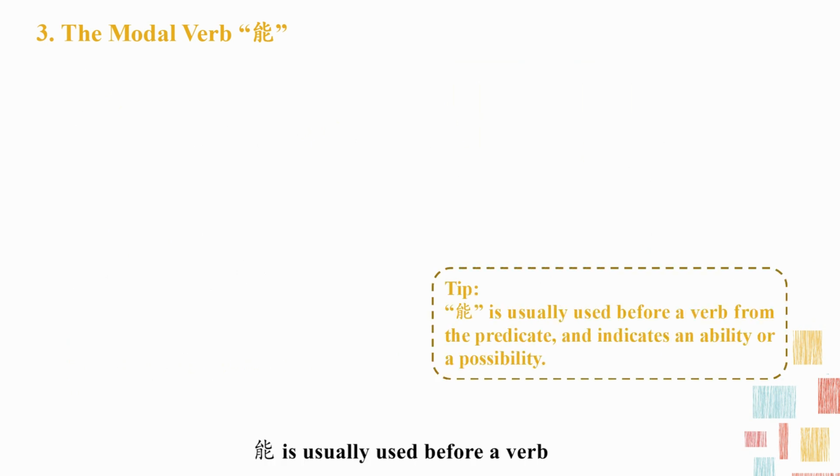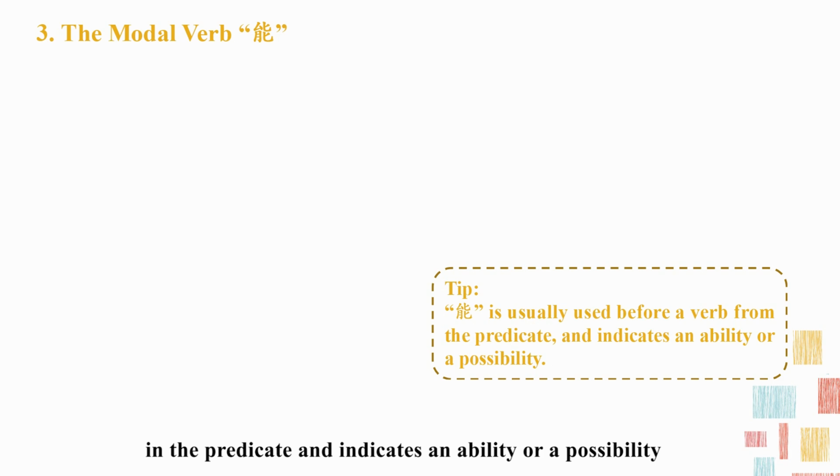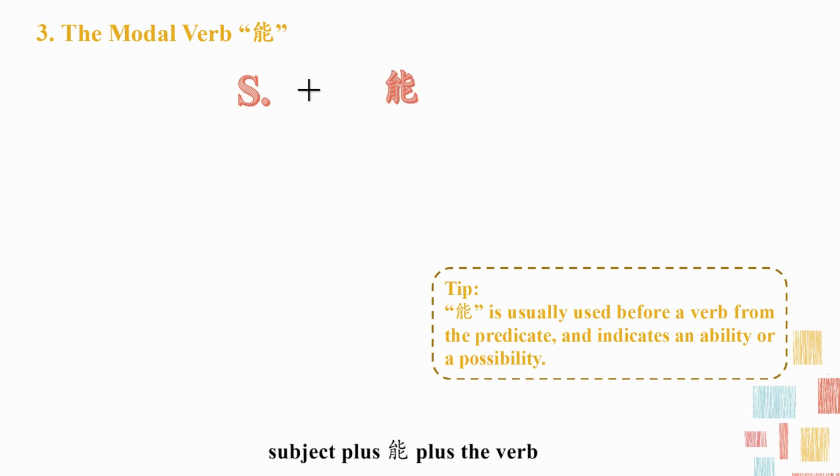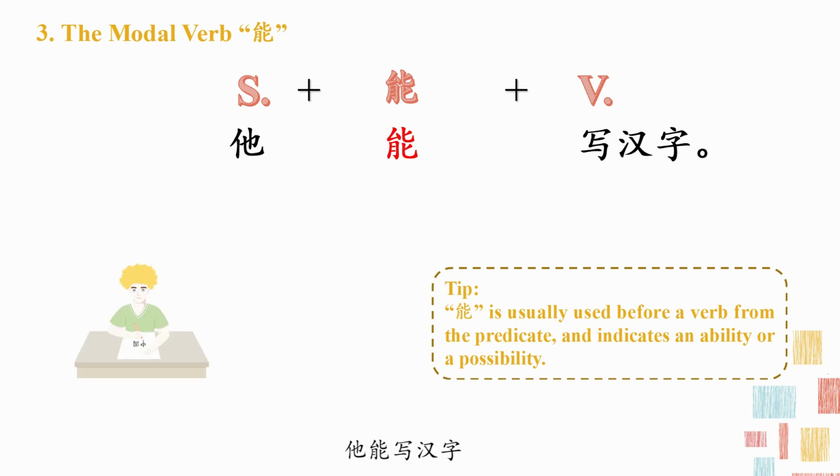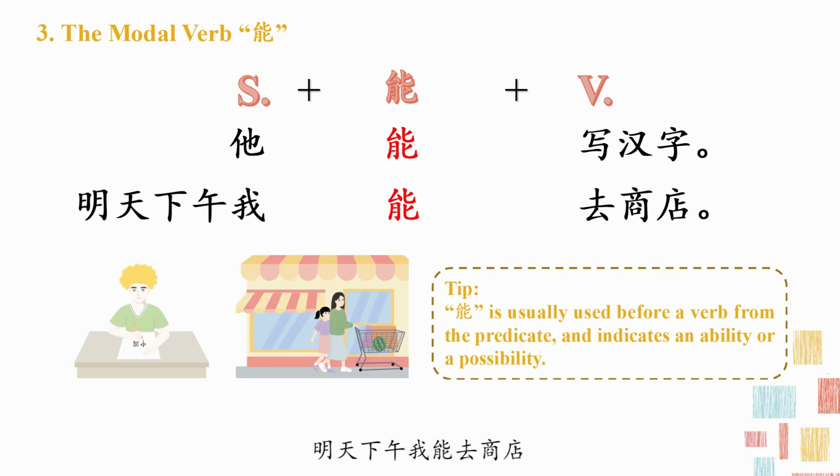is usually used before a verb in the predicate and indicates an ability or a possibility. The structure is subject plus 能 plus the verb. For example, 他能写汉字。 he can write in Chinese. 明天下午我能去商店。 I can go to the shop tomorrow afternoon.